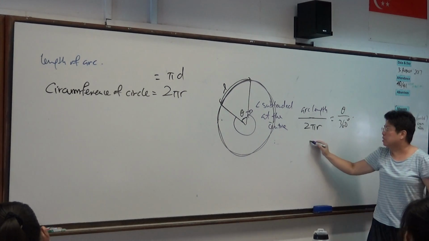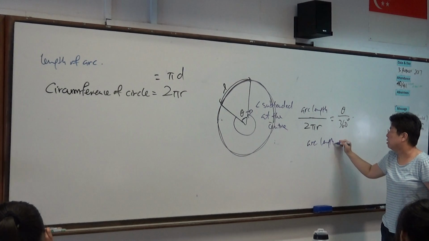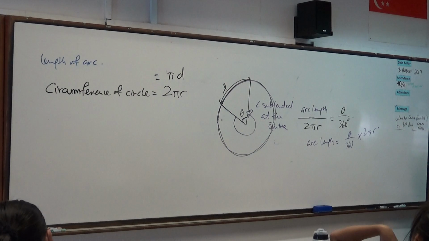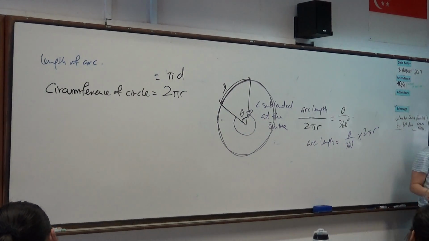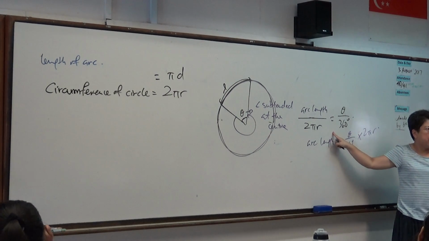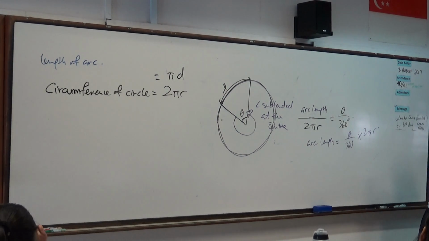Correct? Then the next one is like that. Arc length is theta over 360 times 2 pi r. They bring the 2 pi r over only. That's just thing over. So it's easier for them. I think this one is the easier one to remember. Agree? Length over length is angle over angle. Agree, class? Yes.